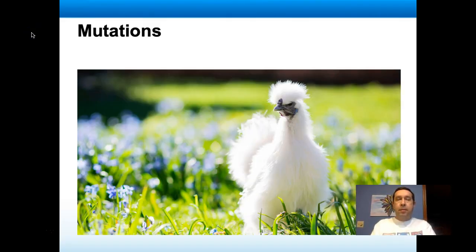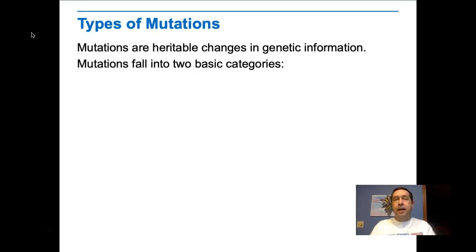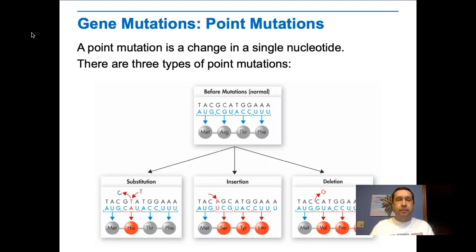Right, in this video we're going to talk about how changes in the genetic material affect living things. We're talking about mutations. There are different kinds of mutations, but all mutations are heritable changes in the genetic information. They fall into one of two classes: gene mutations, which affect individual genes, and chromosomal mutations, which affect the structure and/or the number of chromosomes.